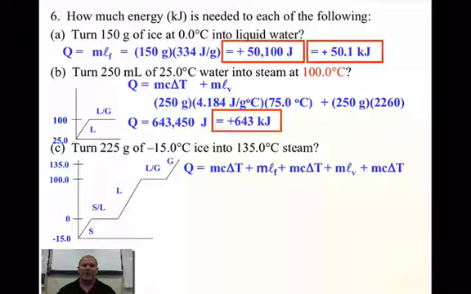Latent heat of fusion for water, 334. Latent heat of vaporization, 2,260. So really how you're going after is the delta T's. My first baby Q's delta T went from 15 to 0, so it's a 15-degree change. My third baby Q went through a change from 0 all the way up to 100, so it went through a 100-degree change. And my last baby Q, last MC delta T, went from 100 up to 135, so it went through a 35-degree change.